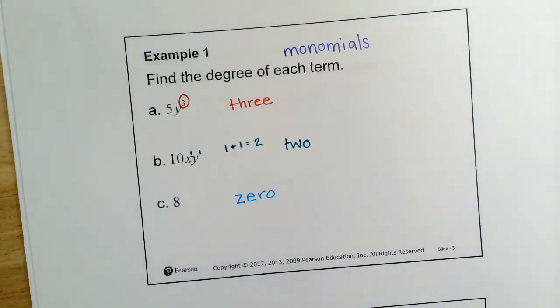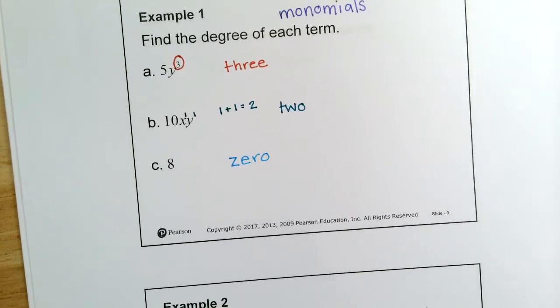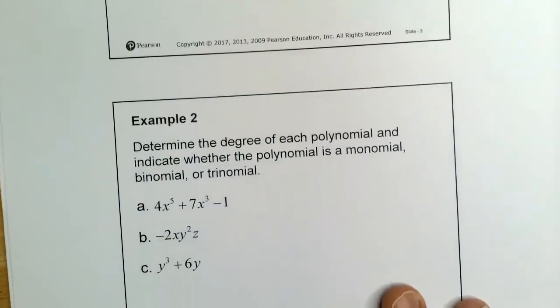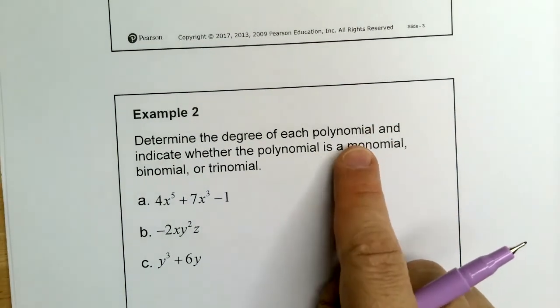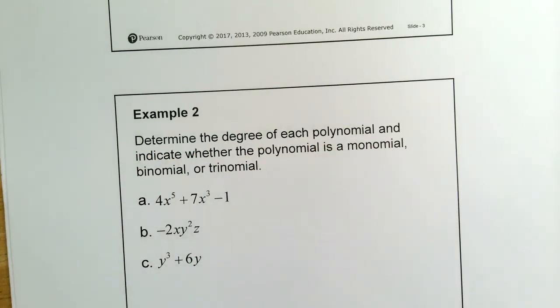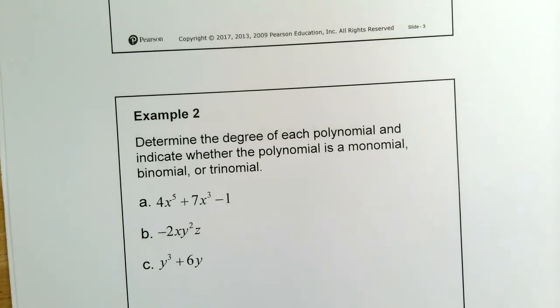Just like we said, trinomial is 3, binomial is 2, mono is 1, monomial. Okay. So that was the degree of the terms because they were monomials. Now we have polynomial. Determine the degree of each polynomial and indicate whether the polynomial is a monomial, a binomial, or a trinomial.